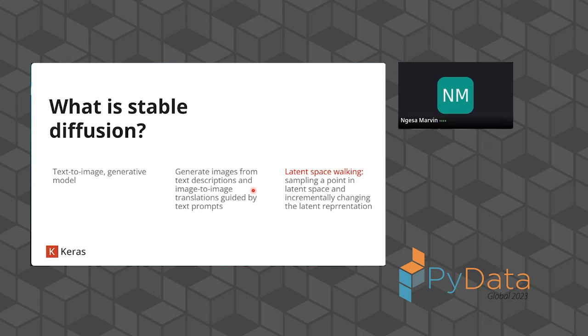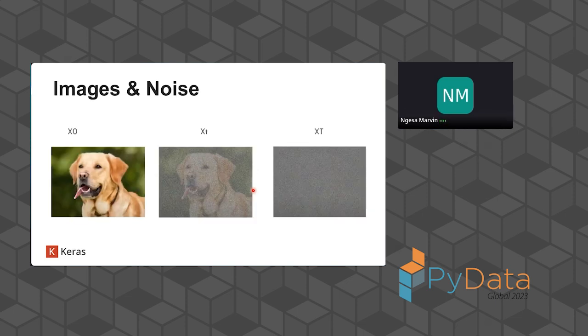And of course, one key concept in Stable Diffusion is something called latent space walking, which basically means you sample a point in a latent space and then incrementally change those latent space representations. So, for example, if you have an image like this one, you could add noise to it. You can have a clearer image, add noise to it, then add noise to it again.